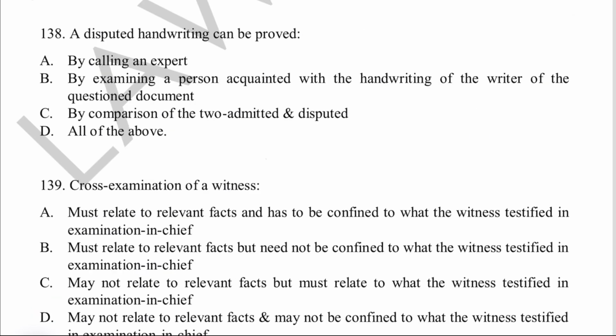Question number 138. A disputed handwriting can be proved by calling an expert. Which section? Section 47 of the Evidence Act. Option B is by examining a person acquainted with the handwriting of the writer of the questioned document, and by comparison of the admitted and disputed writings. Both these statements are related to which section? Section 73 of the Evidence Act. And option D, all of the above. The right answer should be option D, all of the above.